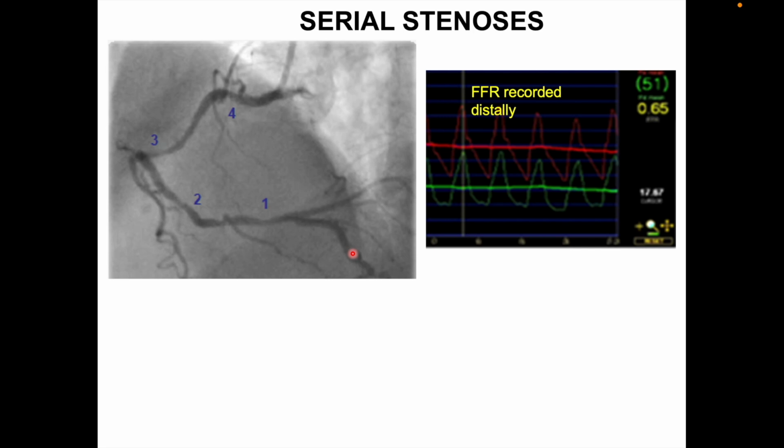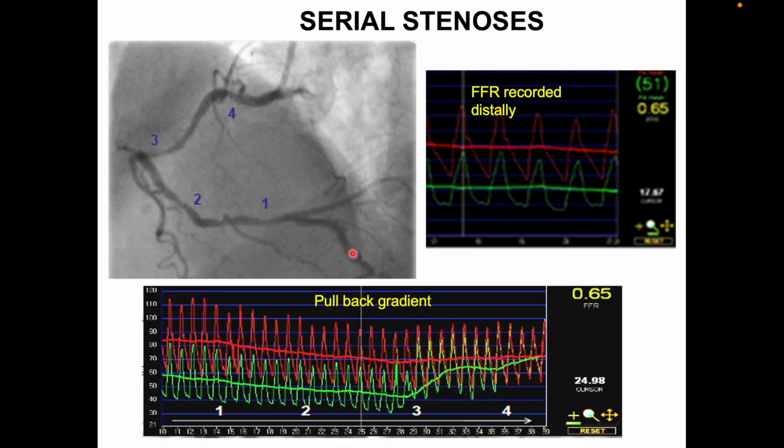Now, what's the contribution of each one of them? So for that, you do a pullback gradient with ongoing adenosine. So adenosine infusion is going on, and you can see the 2 curves separating very nicely. So look at the mean values here, mean line here, the 2 lines are separated, and then at point 3, you can see there is a big step up, and then at point 4, there is another step up. So there are 2 step ups at point 3 and point 4, but the third one is the most significant one. So that means this disease is the most significant out of these 4.